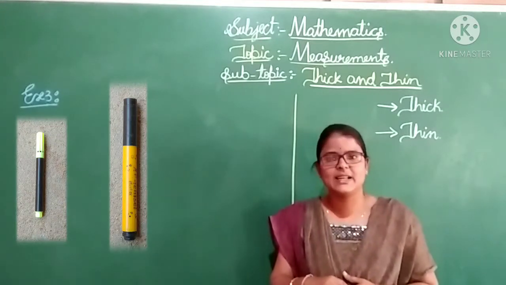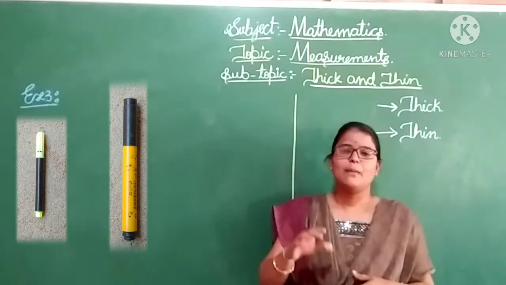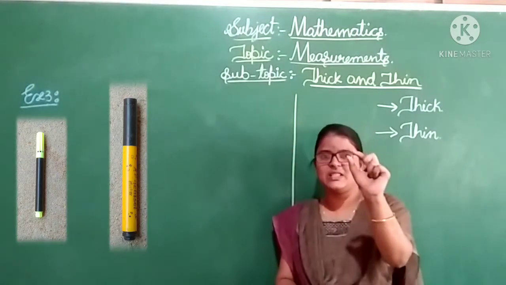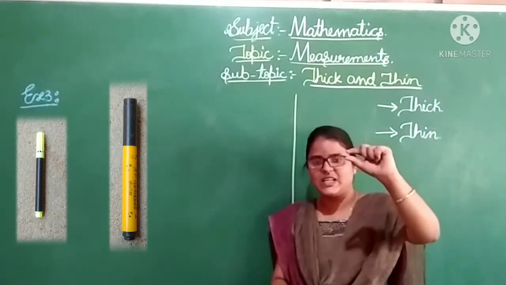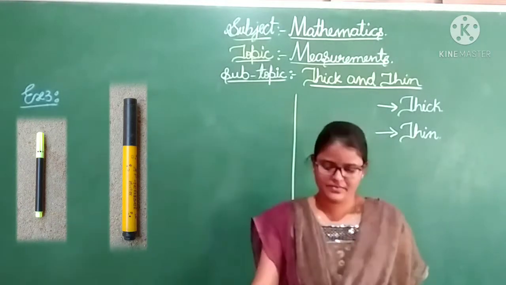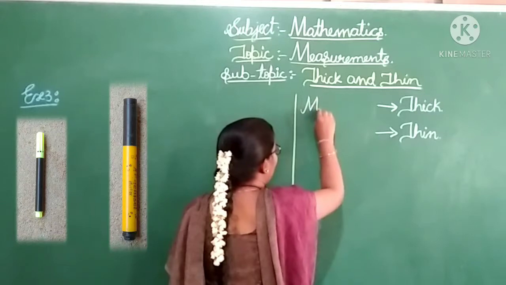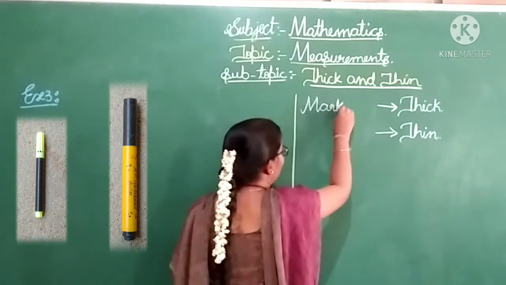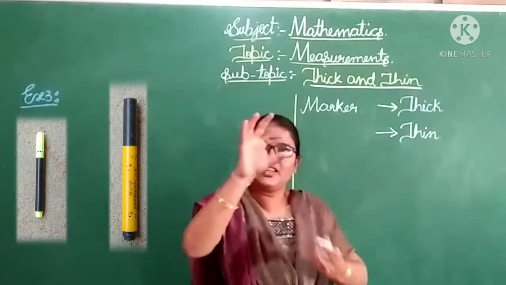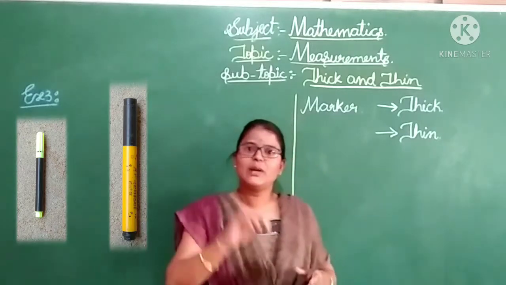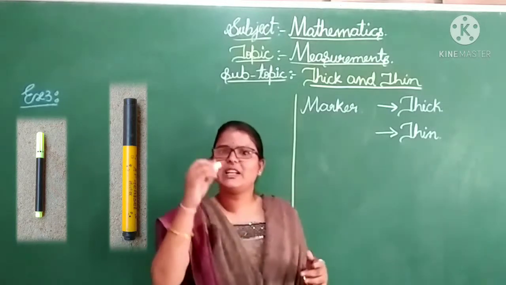Yes. Marker is the thickest, right? Therefore, marker is the thickest and your sketch pen is the thinnest. You write the marker under the thickest. Marker is thick, which means it will write thickly, right? Marker will write boldly, right? When you compare to the sketch pen, it will write lighter.